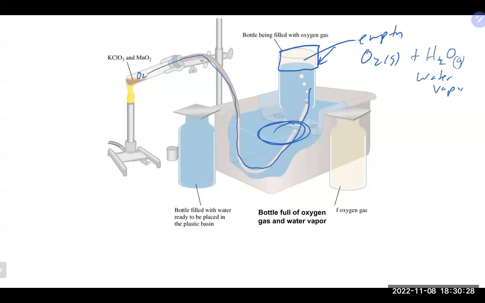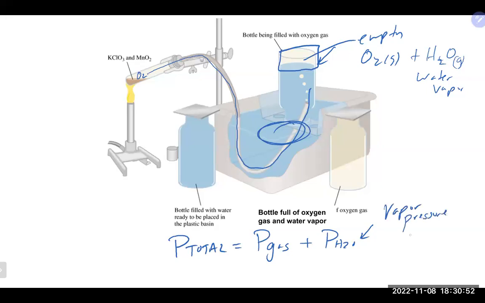In a lot of cases, we are not really interested in the pressure that's being contributed by the water vapor that we're collecting. So what we have here is a partial pressure situation where the total pressure is equal to the pressure of the gas you're interested in, plus the vapor pressure of water. The vapor pressure of water is usually a value that you can look up in a table, based on temperature.